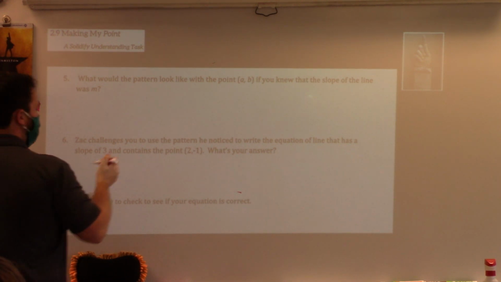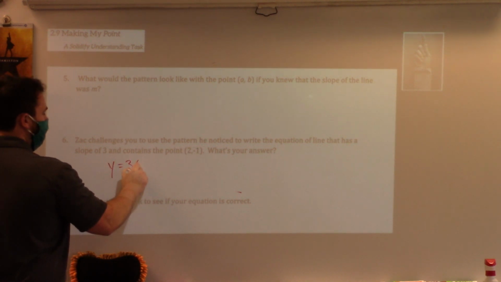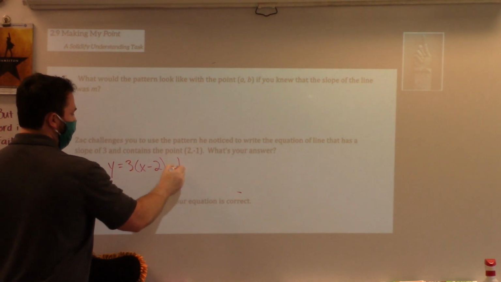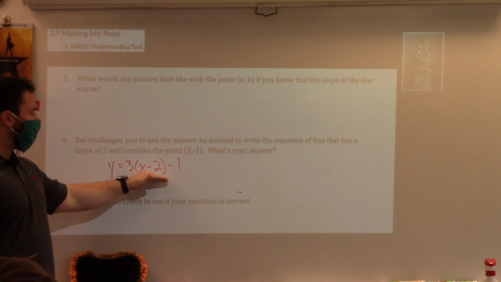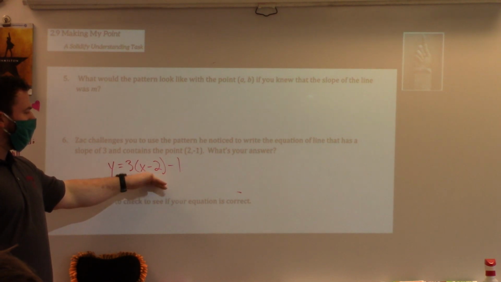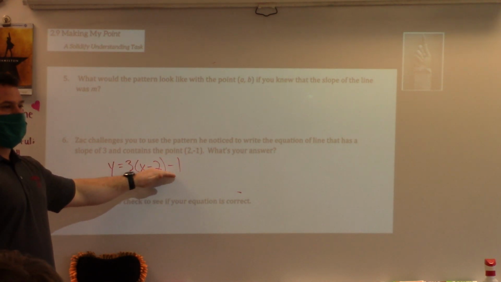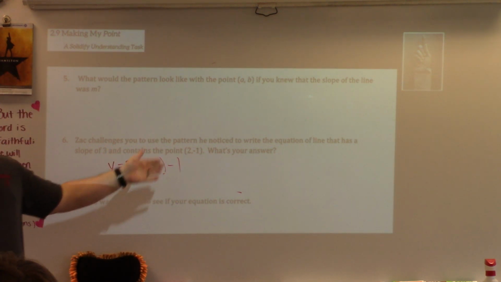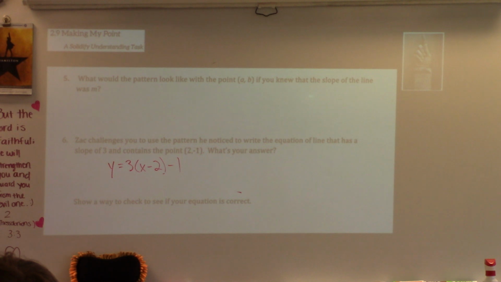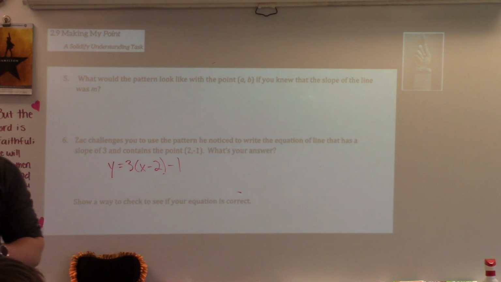I distinctly remember McKay writing the equation. I think everyone got this equation, that y is equal to 3 times x minus 2 minus 1. One of the patterns that Donovan pointed out is that the x is the opposite of the way it appears. So if it's a positive 2, it's actually minus 2. But the y value is exactly the way it appears. So if it's a negative 1 for the y, it's minus 1. That's how we ended up writing the equation for number 5. But McKay, your question was, how am I supposed to check this?